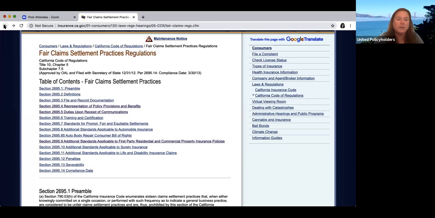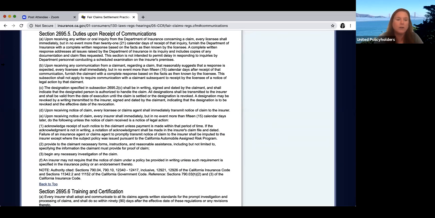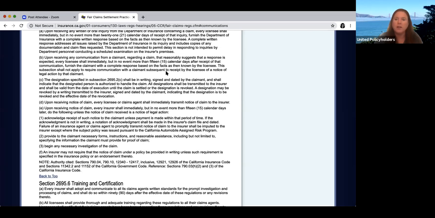The other thing is duties on receipt of communications. I can't remember who asked, but upon receiving any communication from a claimant, and you're a claimant, anybody making a claim under the policy, regarding a claim that suggests a response is expected, it's 15 calendar days. Very, very important.